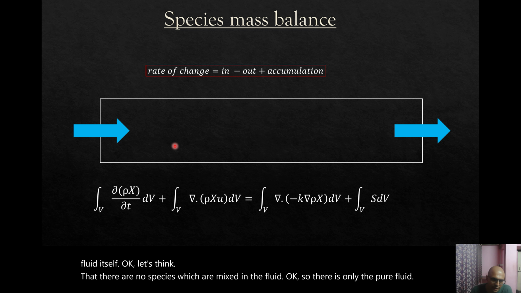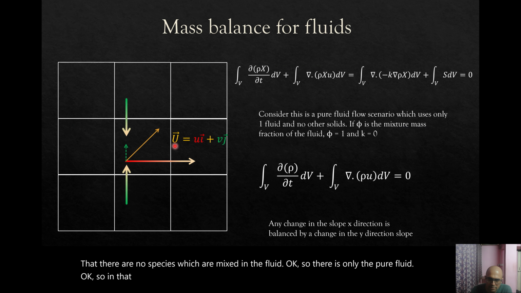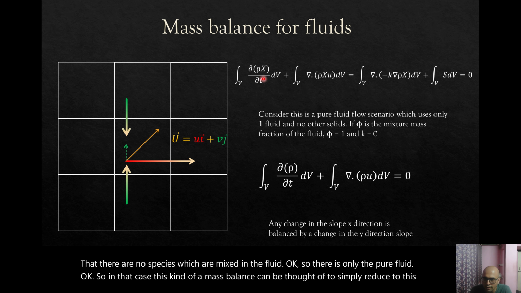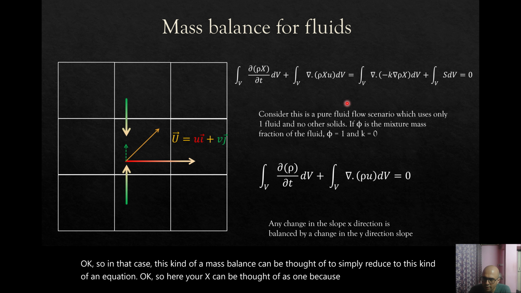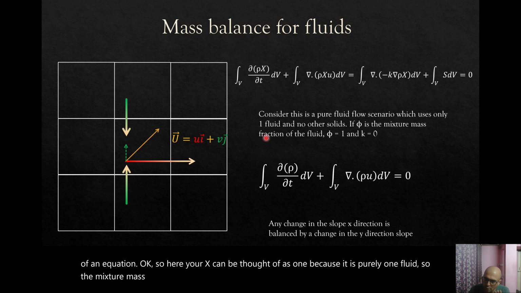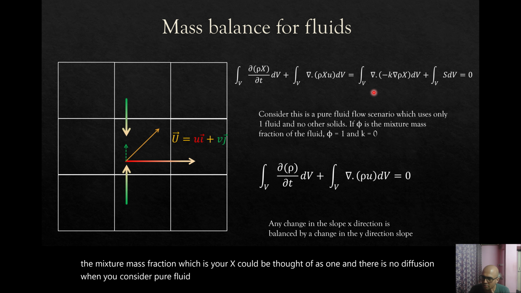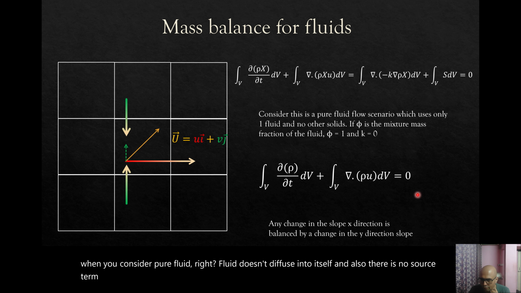Okay, so in that case, this kind of a mass balance can be thought of to simply reduce to this kind of an equation. Here your x can be thought of as 1 because it is purely one fluid. So the mixture mass fraction, which is your x, could be thought of as 1, and there is no diffusion when you consider pure fluid, right? Fluid doesn't diffuse into itself. And also there is no source term, so you would get this kind of an equation.